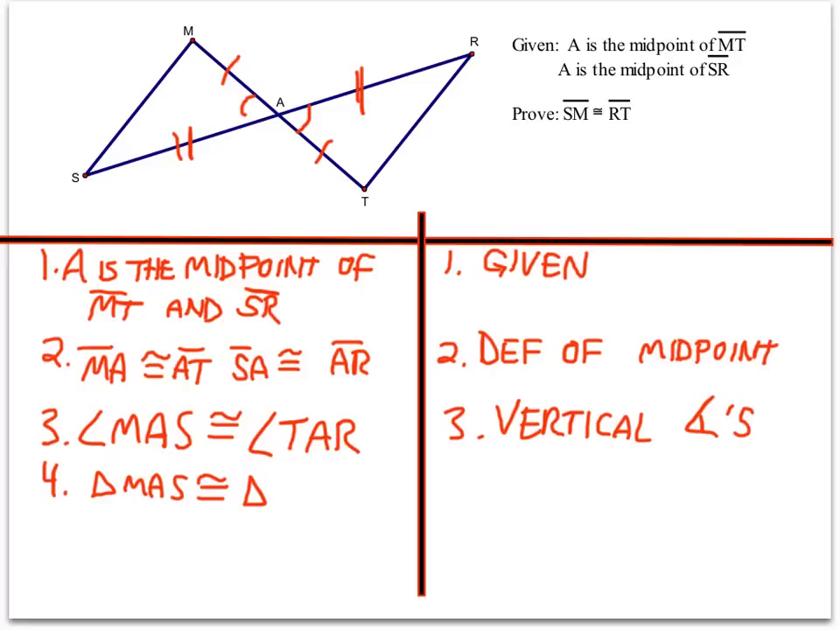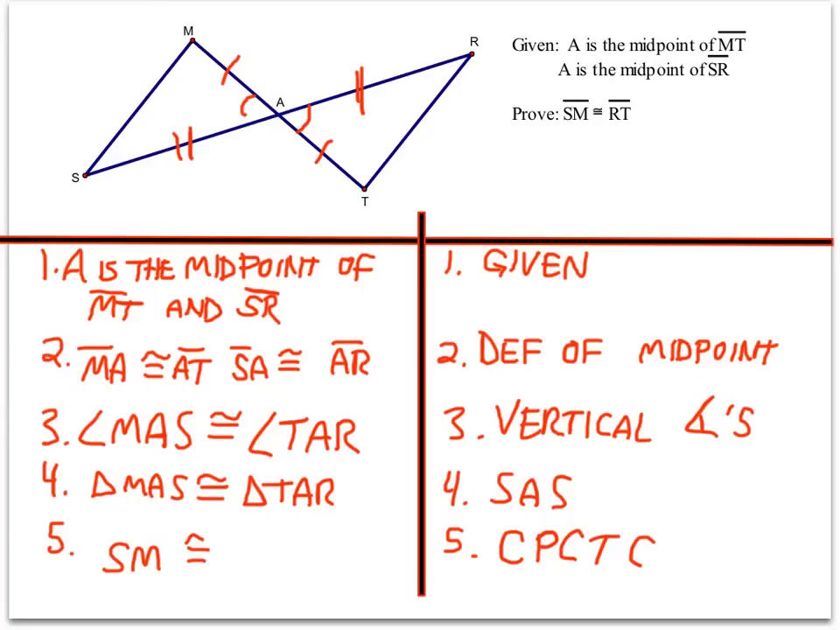Step 4, we can say that these triangles are congruent, so triangle MAS is congruent to triangle TAR, keeping those vertices lined up, by side, angle, side. But we do have one more step. We had to prove that these two line segments, SM and TR, were congruent. So the additional thing we learned here is using CPCTC, corresponding parts of congruent triangles are congruent, we can say that SM is congruent to RT. And that's our proof.